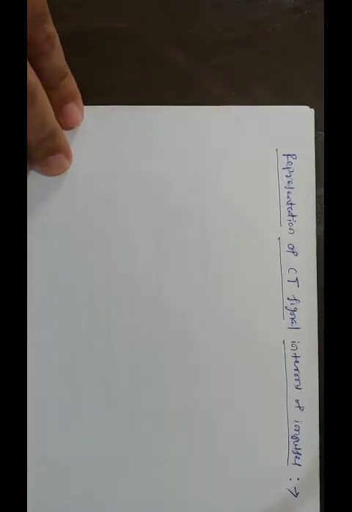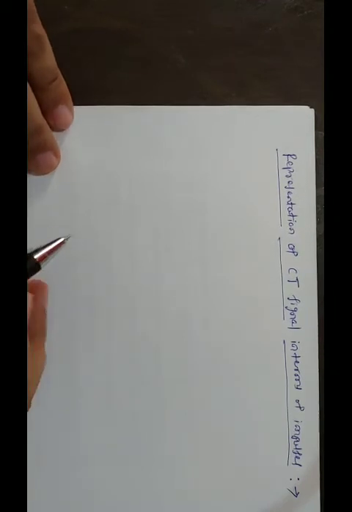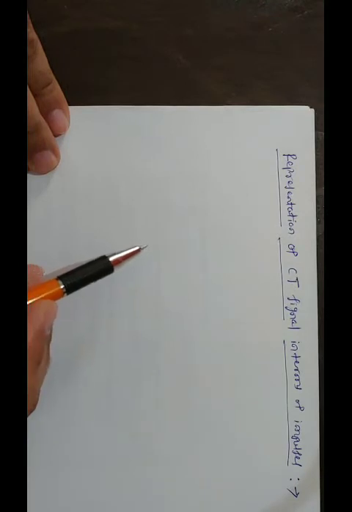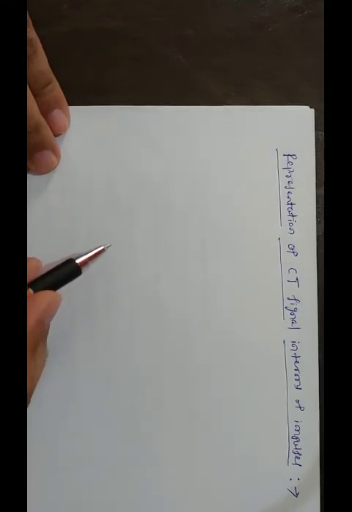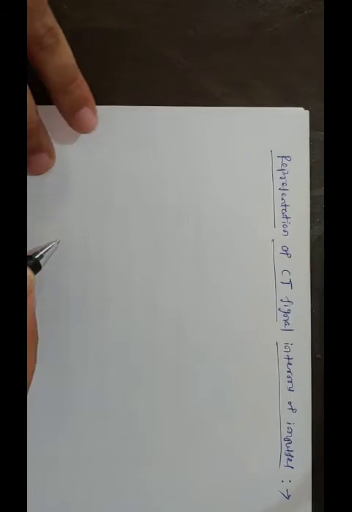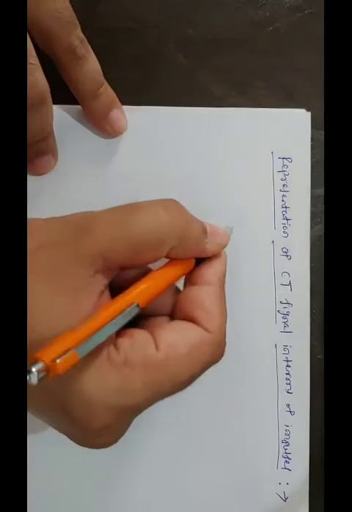Representation of continuous time signal in terms of impulses. So here we are going to represent a continuous time signal in terms of impulses. Any signal can be represented as a weighted superposition of time shifted impulses. So let us consider one signal x of t.